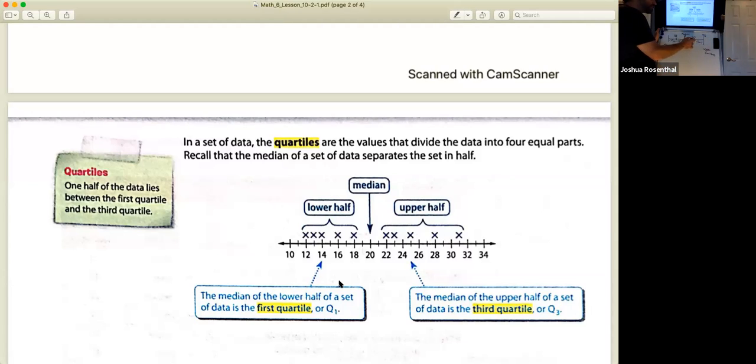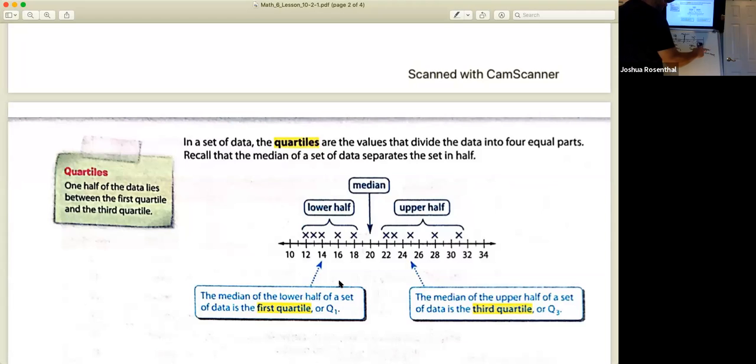Some people call the third quartile, another name for it is the upper quartile. Another name for the first quartile is the lower quartile. We don't usually refer to the median as the second quartile, so we eliminate that. We don't call this the fourth quartile, we eliminate that. We don't call this the zeroth quartile. It's just the lower extreme and the upper extreme.